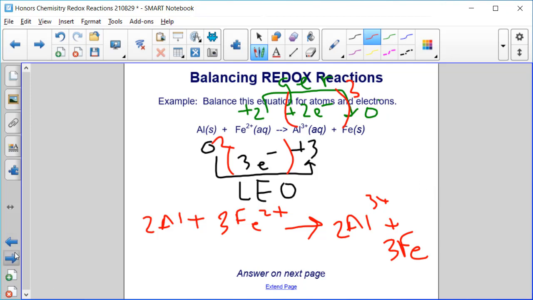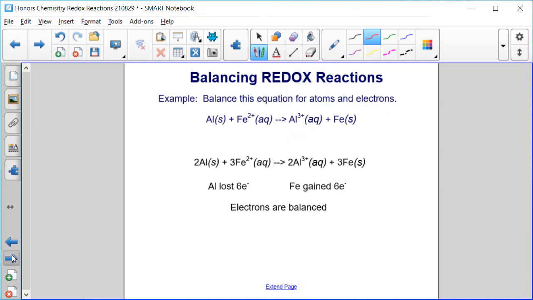So let's just go ahead 1 slide to check our work here. You can see 2 aluminum on each side, 3 iron on each side. Aluminum loses 6 electrons, and that should make sense, right? To go from 2 that are 0 to 2 that are 3+, that's 6+, right? So losing 6 electrons, and then gaining 6 to go from +6 for the iron to 0. And therefore the electrons are balanced.